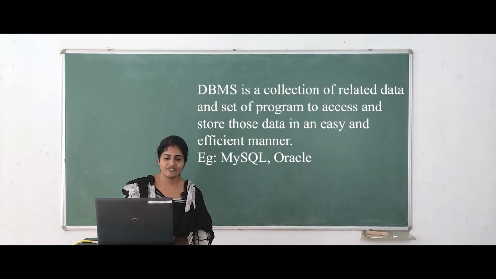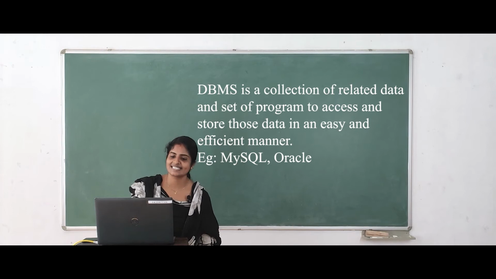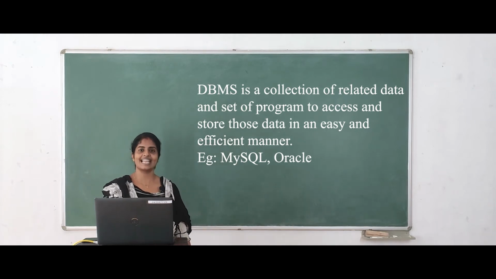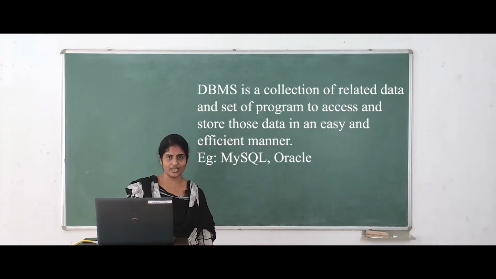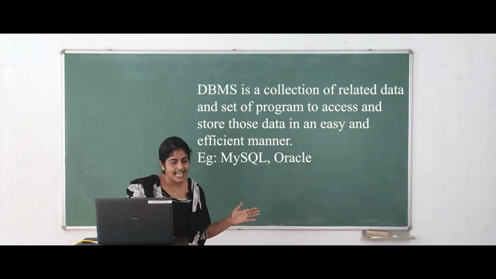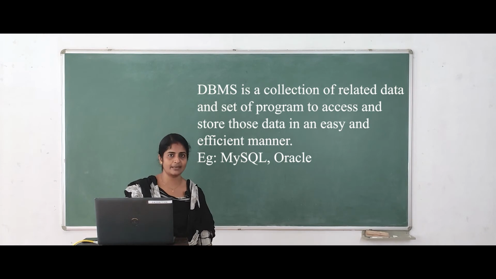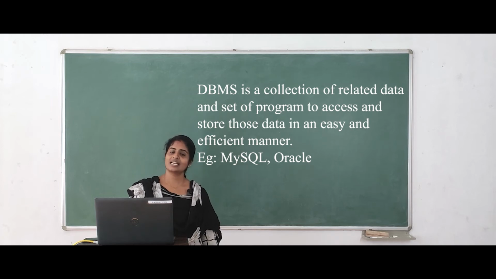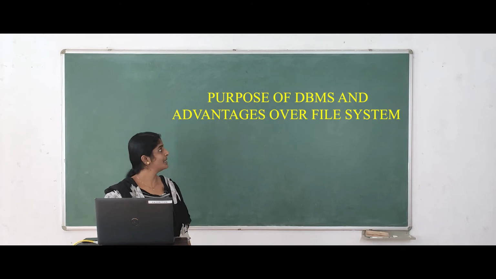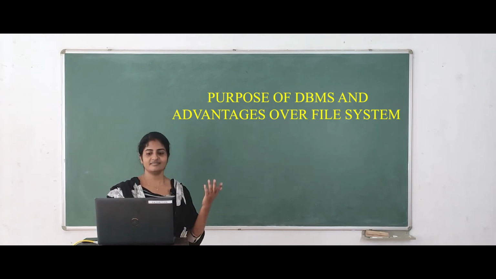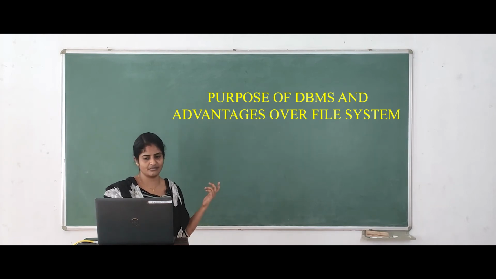So the definition of DBMS, database management system, is a collection of related data and a set of programs to access and store those data in an easy and efficient manner. Examples: MySQL and Oracle are popular commercial database management systems. Next, the purpose of DBMS and its advantages over the file system.